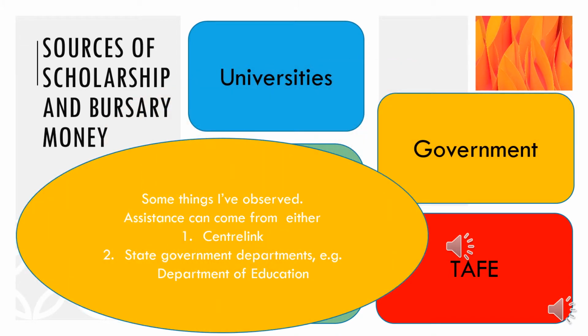Government is another source of scholarship and bursary money, generally by two main means that I'm familiar with. One of them is through Centrelink, so there might be a bursary where you have financial reasons that are preventing you perhaps to go to university or study at TAFE. Another might be a state government department that may offer a scholarship or a bursary. One that I'm familiar with off the top of my head is Queensland, the Queensland Department of Education. They offer bursaries for aspiring teachers.